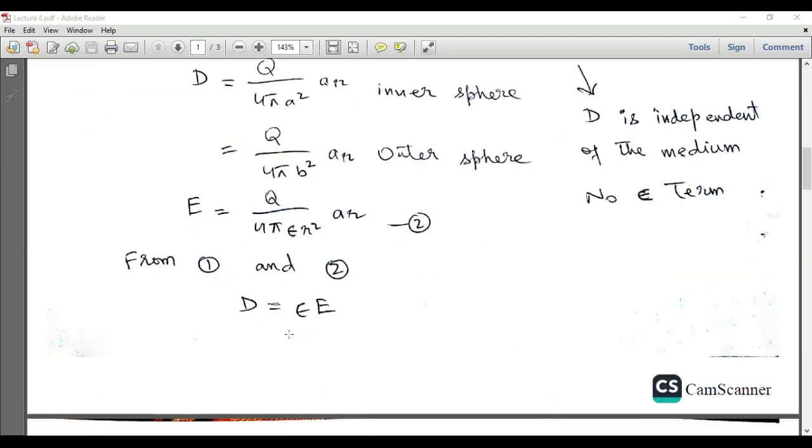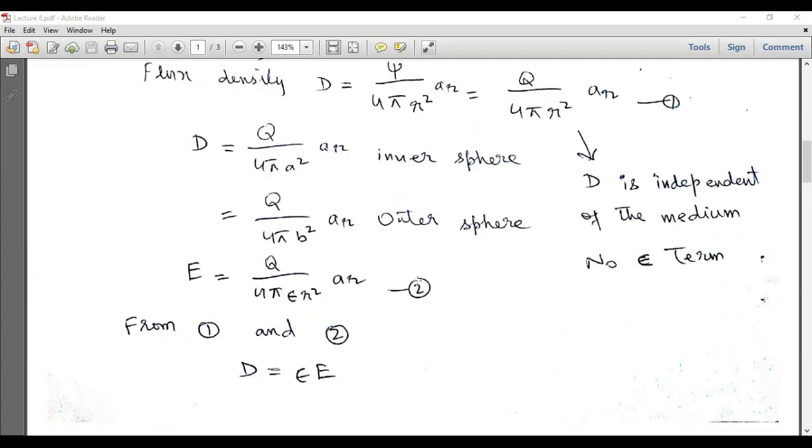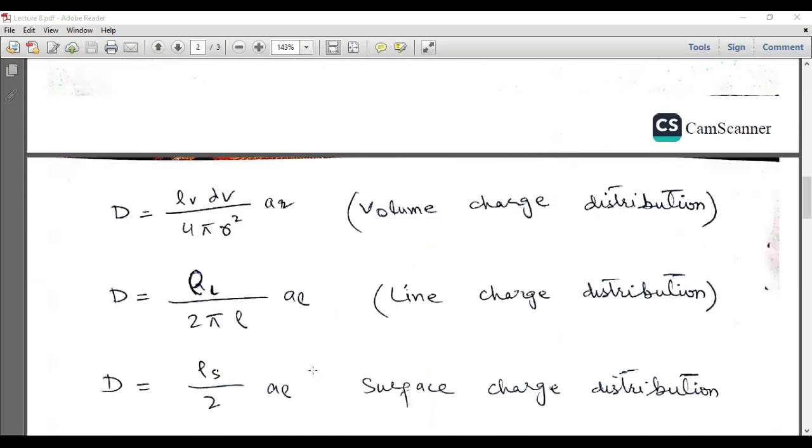So this is E, the expression for electric field intensity, and by comparing these two expressions, equation 1 and equation 2, we can say that D is equal to epsilon E. So if we have a volume charge, then D will be equal to the integral of rho V dV divided by 4 pi r square AR, and we will use a triple integral or volume integral over here, right?